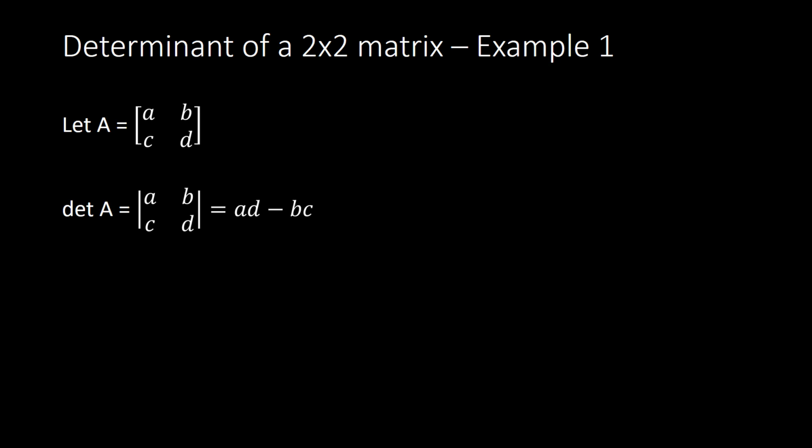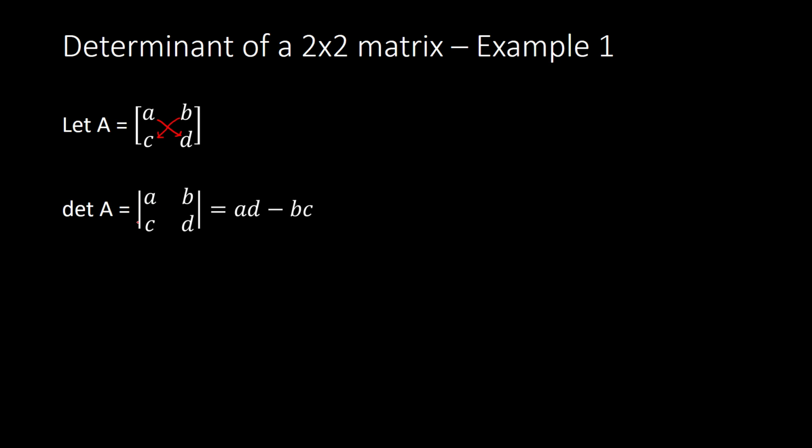So the question now is, how do you find the determinant? Well, let's let A equal this matrix, A, B, C, and D. Then the determinant of the matrix A would be found by multiplying A times D and then subtracting that by B times C.